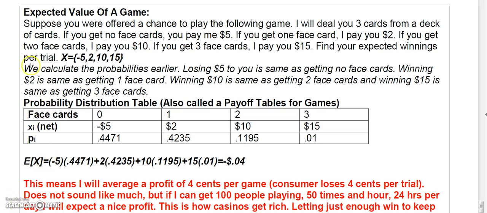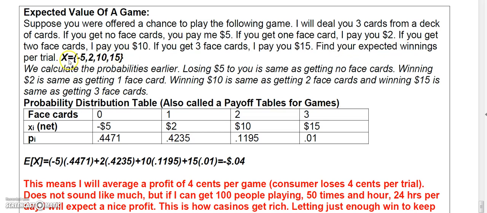We'll finish this section on expected value with a couple of games here. Now, let's suppose you were offered a chance to play the following game. I'll deal you 3 cards from a deck. If you get no face cards, you'll pay me $5. If you get 1 face card, I pay you $2. If you get 2 face cards, I pay you $10. And if you get 3 face cards, I'll pay you $15. So let's find your expected winnings.